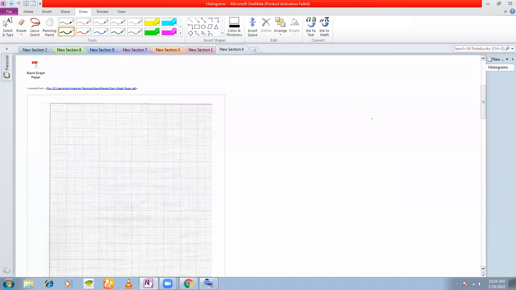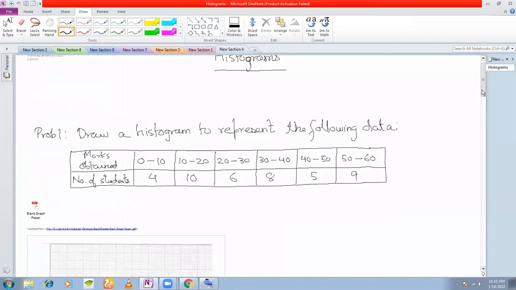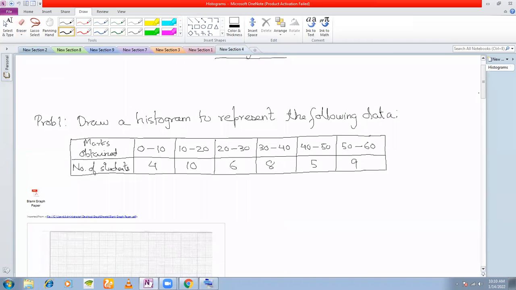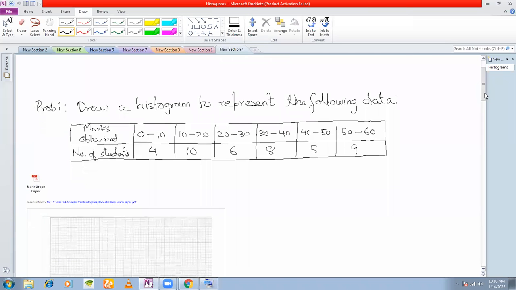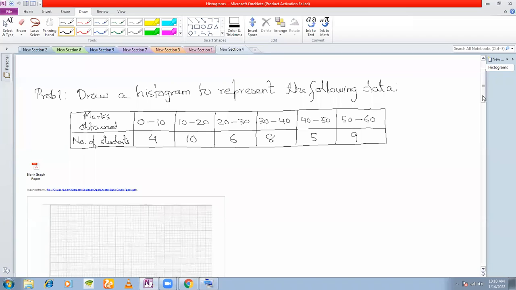Now we start with the next part, which is called histograms, which is nothing but the graphical representation of your frequency distribution. Okay? This is one way of representing a frequency distribution. There are many ways of representing a frequency distribution, but this is one way, graphically. Okay.